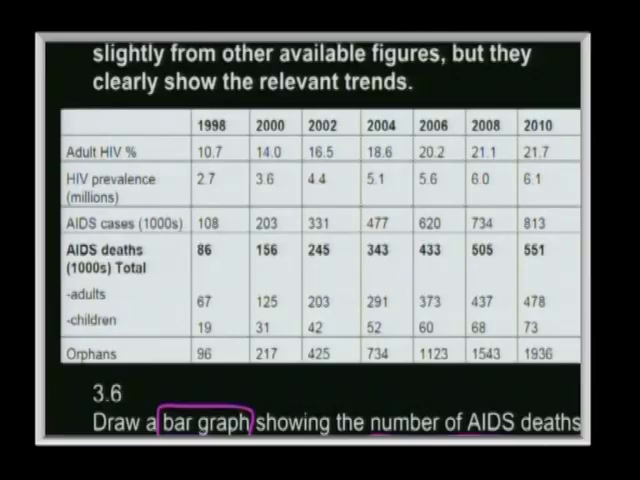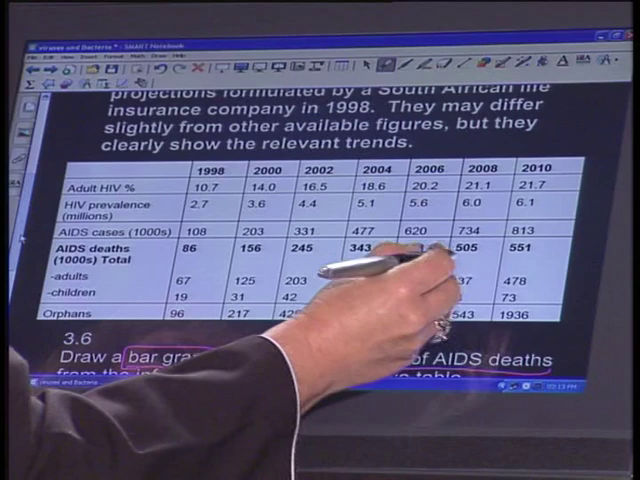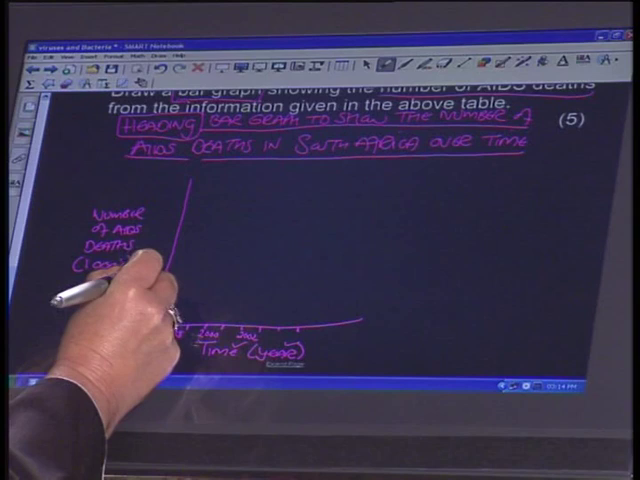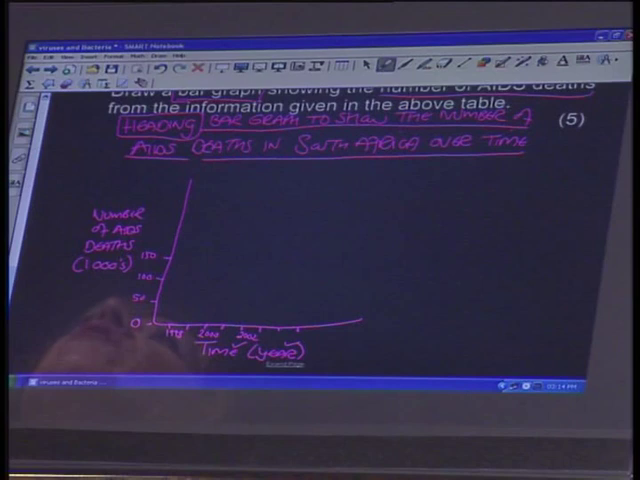Here are our AIDS deaths, 86, 156. So our highest number that we're going to go is 551. When you plot the spaces on your y-axis, always, always indicate zero. Then you need to decide on even intervals to increase in along the length of the y-axis. If we've got to go up to 551, it's probably a good idea to use 50s. This will work like this. Measure 50, measure 100, measure 150, etc., until you get to 550.